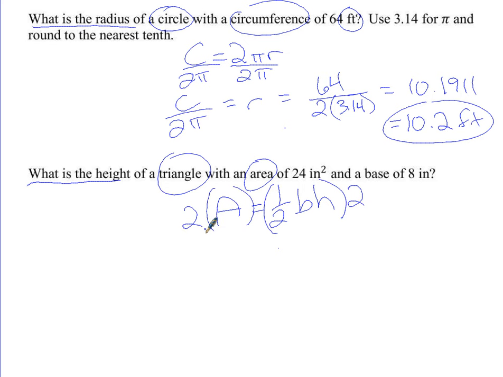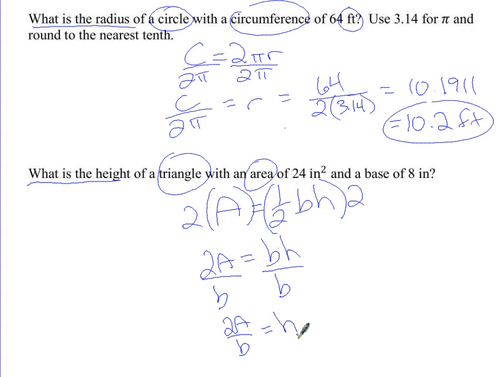So now on the left, what do I have? 2A equals BH. Because the 1/2 times 2 becomes 2 over 2, which reduces down to 1. So we're just left with 1 BH, or just BH. We're almost there. Now what? Divide. We want H by itself. We don't have it yet, so we're going to divide by B. Divide by B. So now we get 2A over B equals H. So now that formula is solved for H.